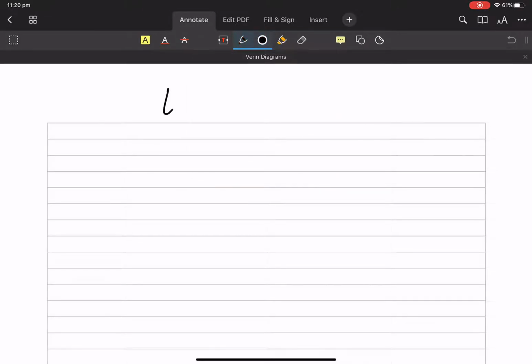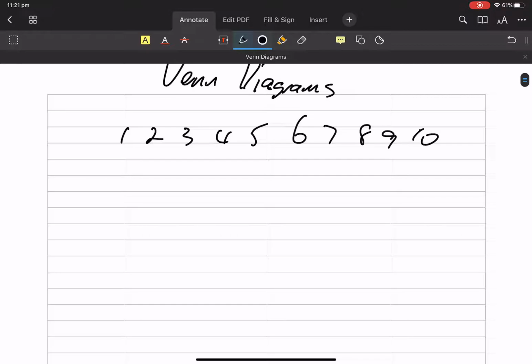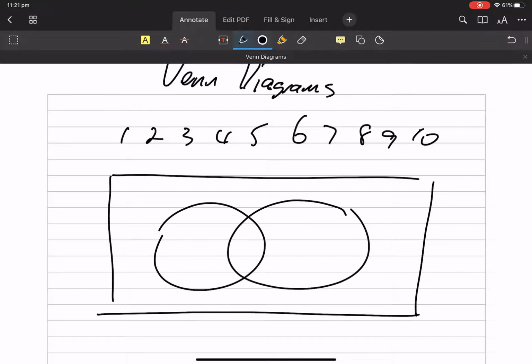Okay, Venn diagrams. Let's start with numbers. 1, 2, 3, 4, 5, 6, 7, 8, 9. Venn diagrams are sort of easy, sort of not easy. One option is to put numbers into categories. So let's go, we're looking at odd numbers and multiples of 3.